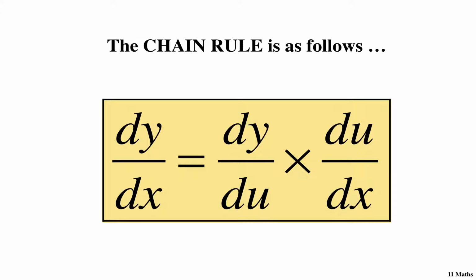And when you look at it, you could almost imagine an imaginary cancellation actually occurring with the du's, and you're left with dy over dx. And that's effectively what the chain rule is doing. So let's actually have a look at the chain rule in action.